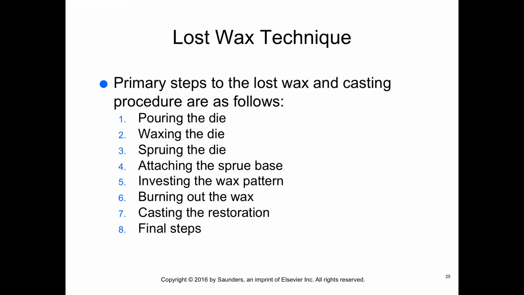The primary steps in the lost wax technique and casting are pouring the die, waxing the die, spruing the die and attaching it to a sprue base, investing the wax pattern and burning the wax out, casting the restoration, and then the final steps where the metal is cooled, sprue removed, and casting is cleaned and polished. On page 289, it goes into a little more detail on each of these steps, so make sure you review that because this will be something you will see on possibly a quiz or a test.